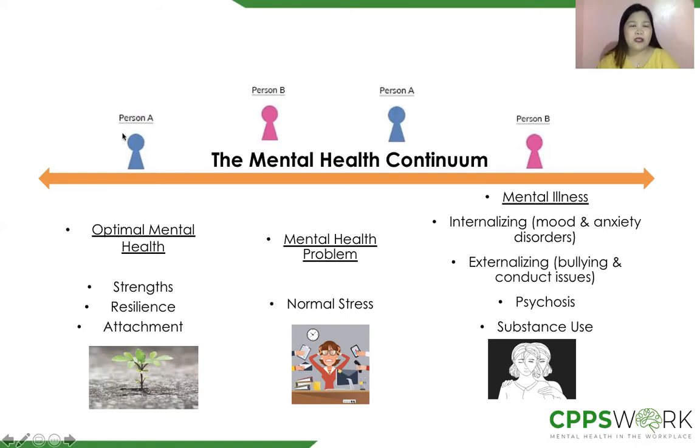Okay? Now, to summarize, person A may fall under this area if he has no mental illness and has high level of well-being. However, if it's the other way, person A has no mental illness, however, he has low level of well-being, then he might belong in this area. Person B, on the other hand, may fall under this area if he has mental illness and has low well-being. But he may belong here if, despite the mental illness, he has high level of well-being.